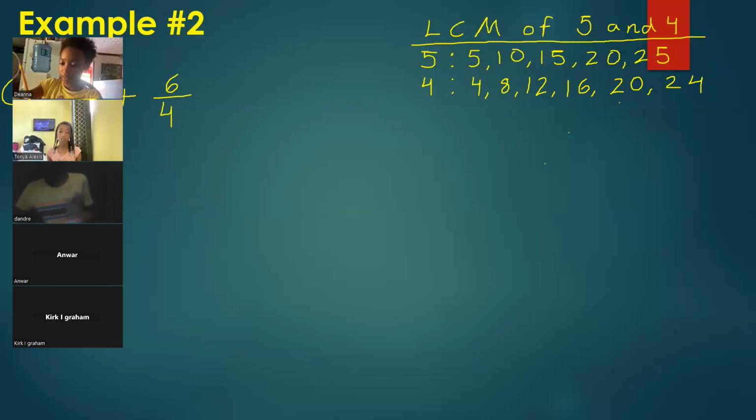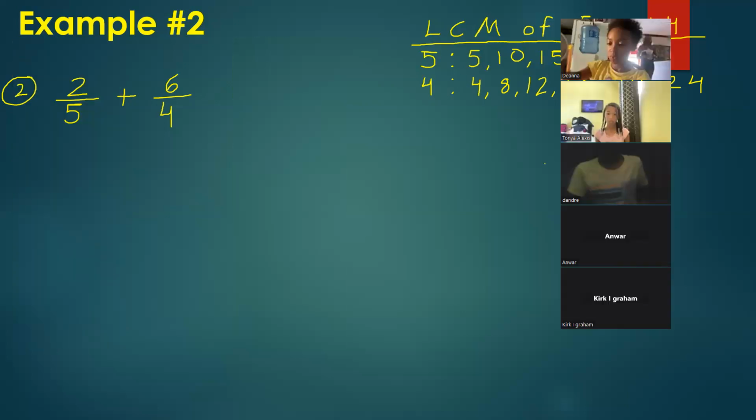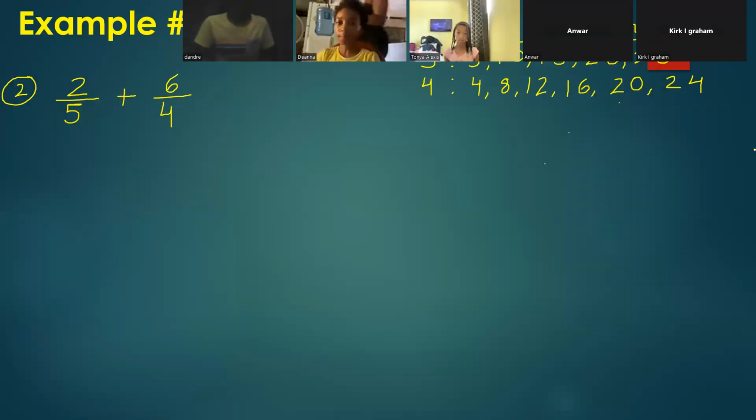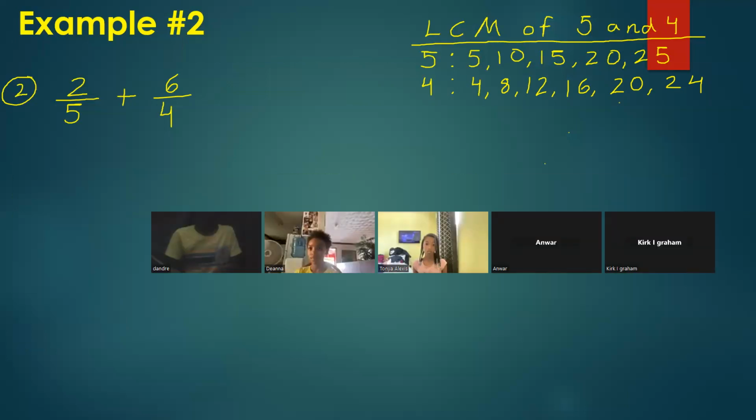I don't want you to read. I'm asking you from what we did in the first question. What's the first thing we're supposed to do, in your own words? Check the LCM of 5 and 4. Very good. And what is the LCM of 5 and 4? 20. Very good.